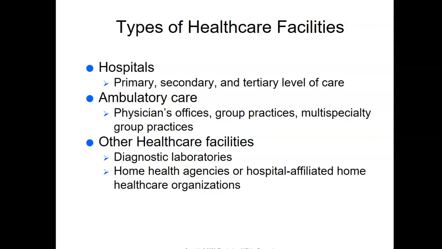Your types of healthcare facilities, such as hospitals, primary, secondary, and tertiary levels of care. Your private hospitals are run by corporations or other organizations. Your nonprofit hospitals exist to serve the community in which they are located and are normally run by a board of directors. Ambulatory care are physicians' offices, group practices, multi-specialty group practices, clinician offices, etc. Other healthcare facilities such as diagnostic laboratories, home health agencies, or hospital-affiliated home healthcare organizations.